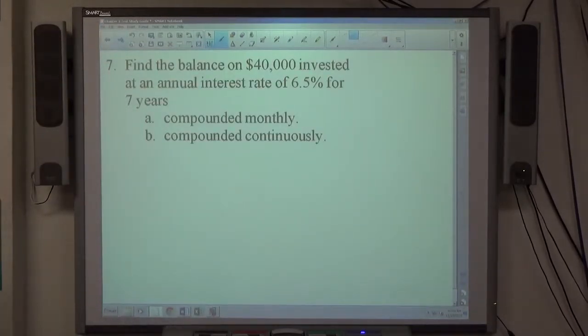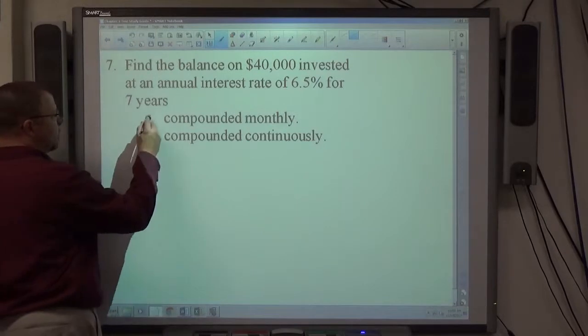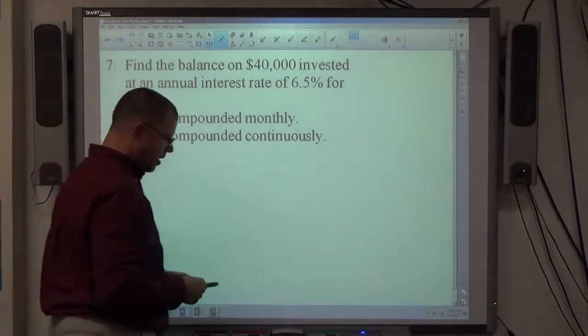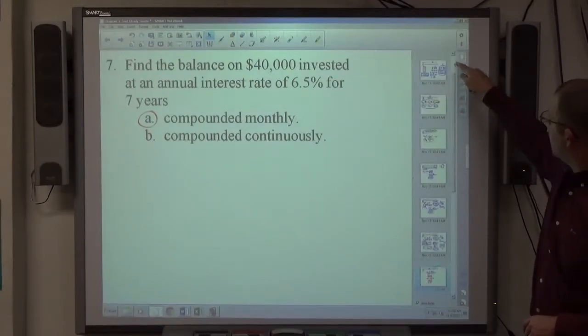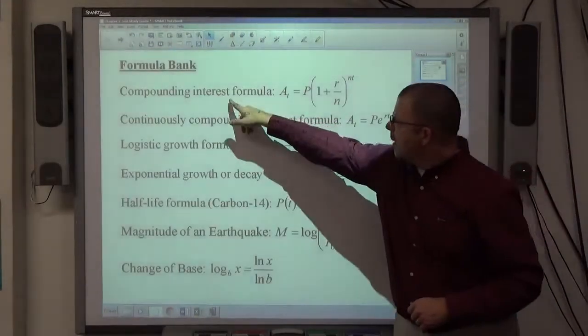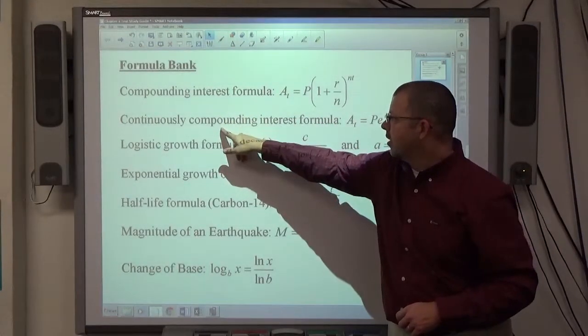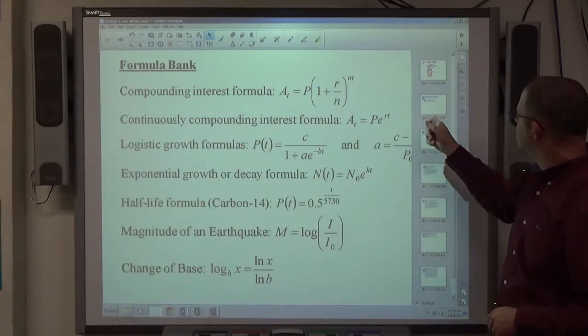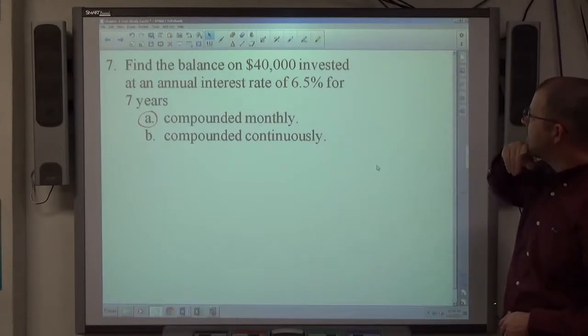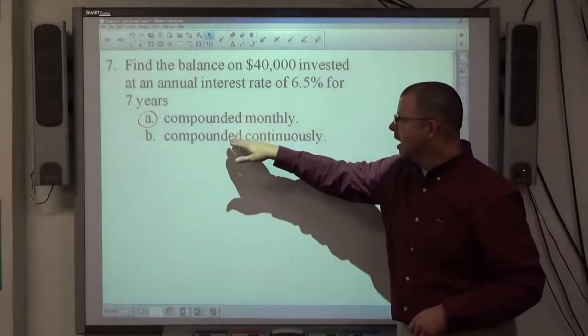Number 7, find the balance on $40,000 invested at an annual interest rate of 6.5% for 7 years, compounded monthly. So let's start off with compounded monthly. Going back to page 1, compounding interest formula, continuously compounding interest formula, going back here to problem number 7. We have compounded monthly, compounded continuously.